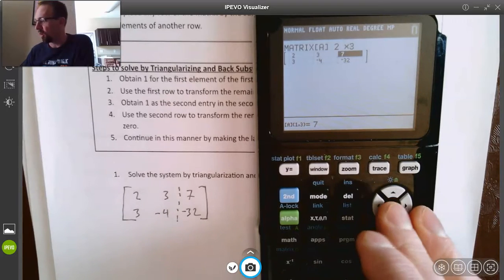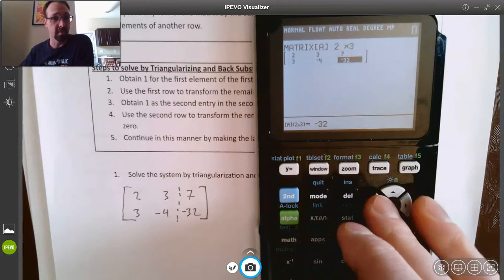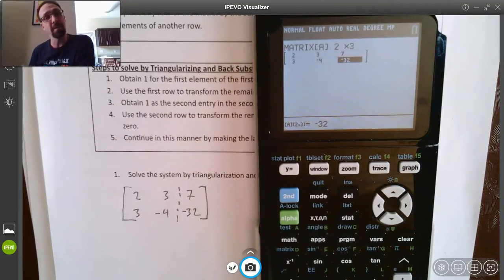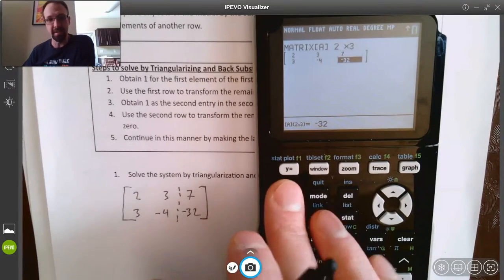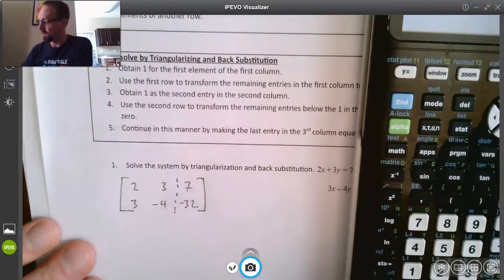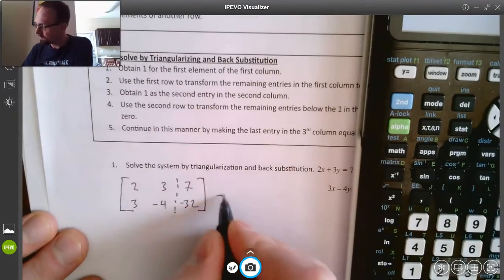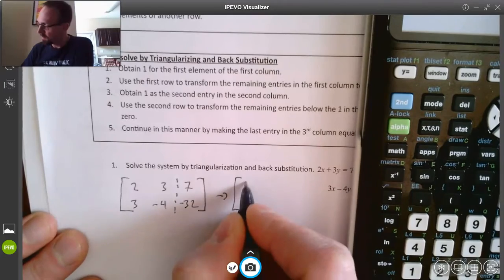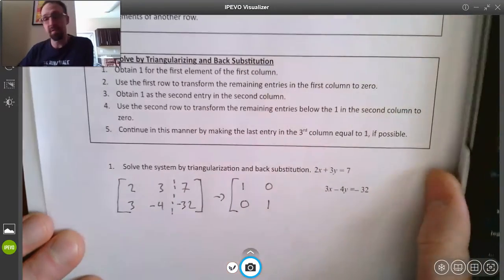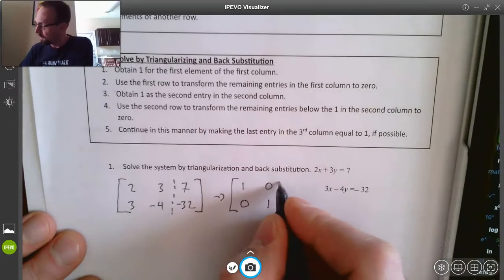We're going to do this for the entire matrix. Go ahead and substitute those values in now, if you haven't already. Then to get out of this part, you go second and then quit. So now we're going back to the main screen. At this point, I want to find the values that give me 1, 0, 0, 1. This is called the identity matrix.